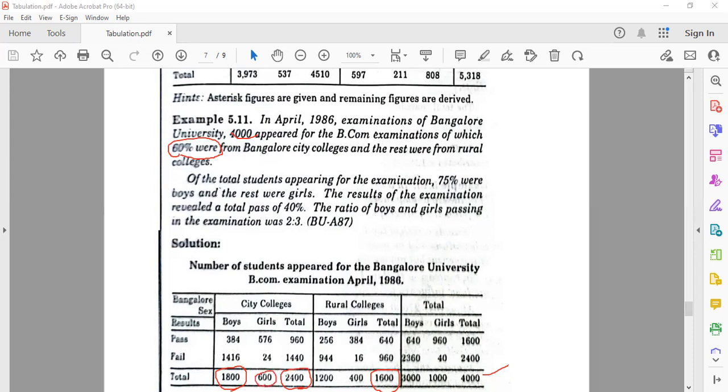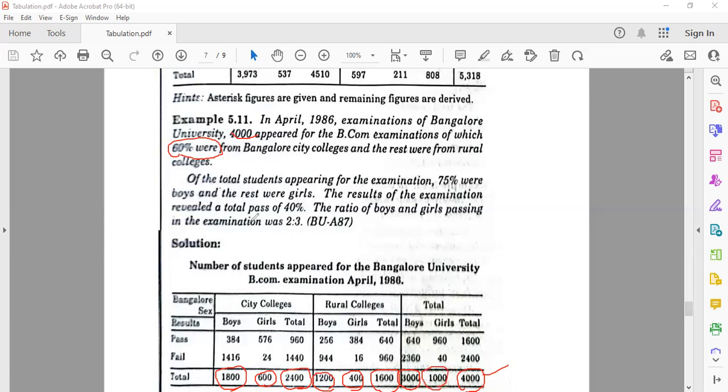Similarly, 1600, 75% is 1200. So 1600 minus 1200 is 400. Similarly, 4000 is the total. In this, if you take 75%, it will be 3000. So 4000 minus the 3000 is 1000. So that is how you're going to get the row total.